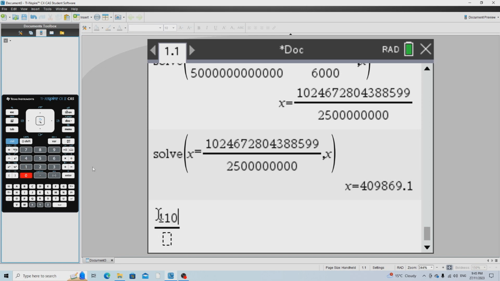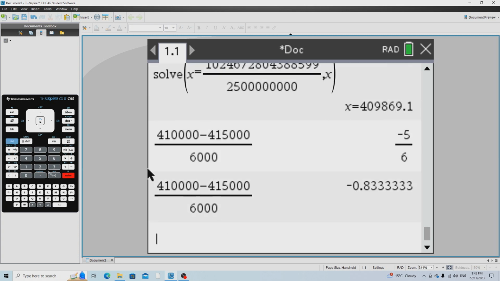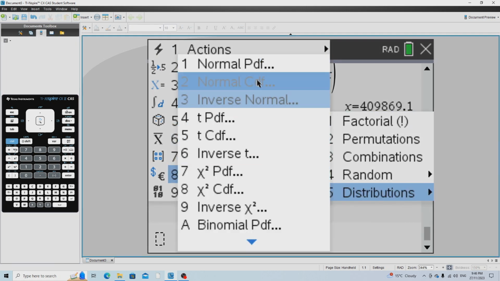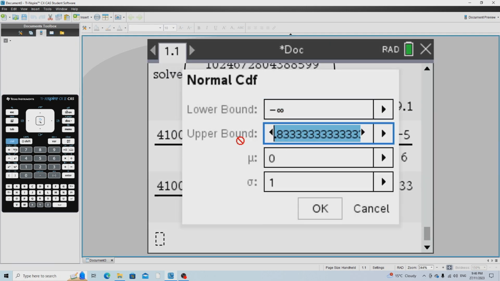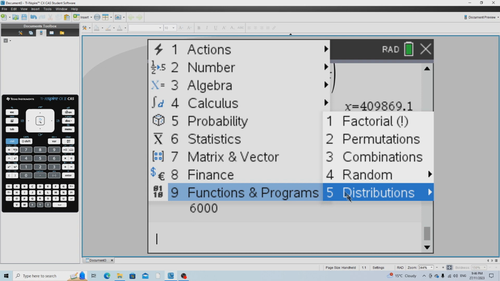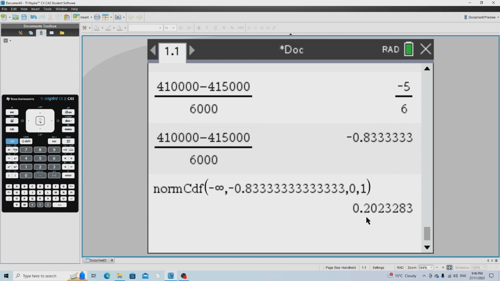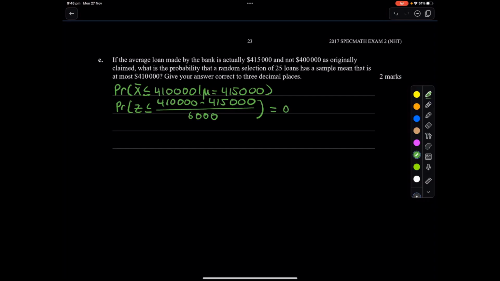So what's 410,000 minus 415,000, over 600,000? We get this. So we take this over here, go to probability distributions, and go to the normal distribution and write it over here. Press OK. Didn't work. Sorry, probability distribution. Put it over here. Enter. And we get this. That's your answer. So to 3 decimal places, that's 0.202. And there, that's it.